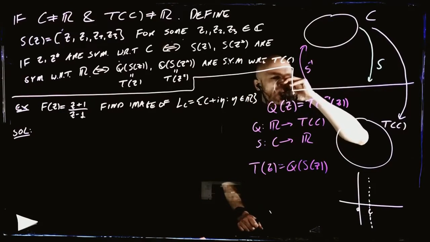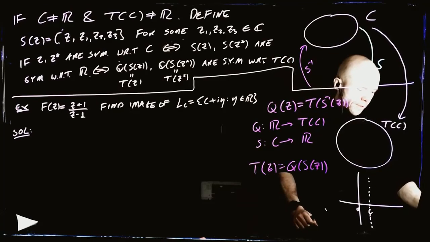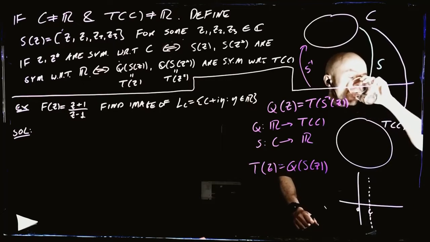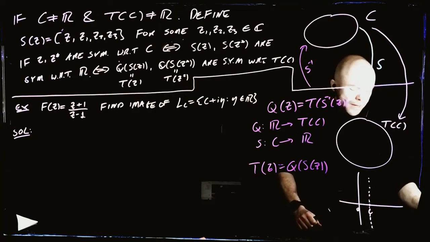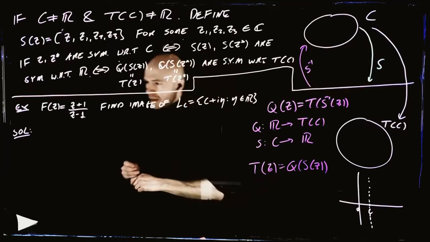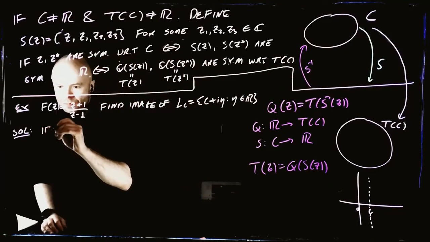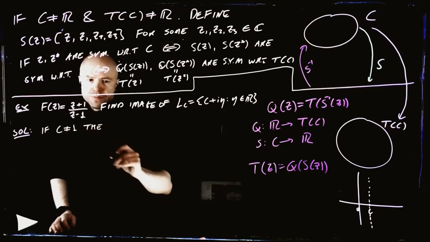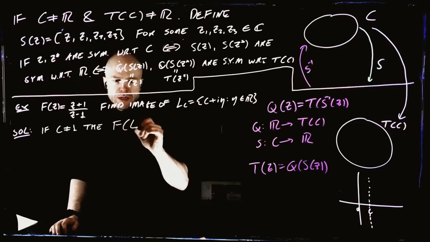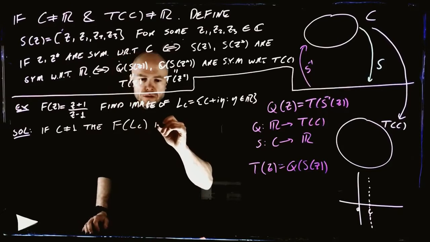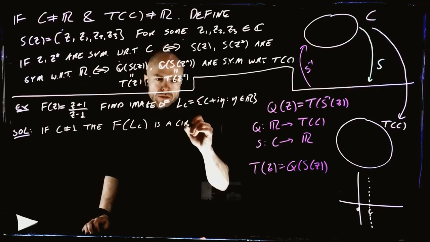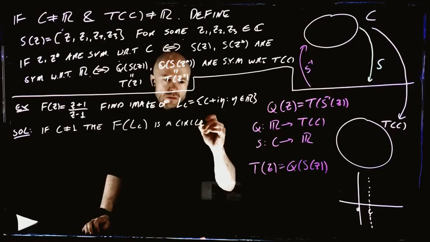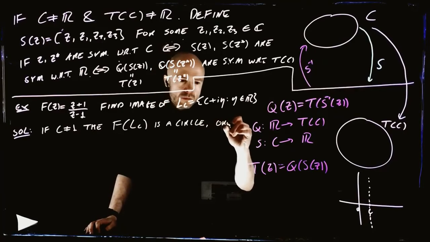Yeah, exactly right. So if C is not equal to 1, then f of L of C is a circle, otherwise a line.